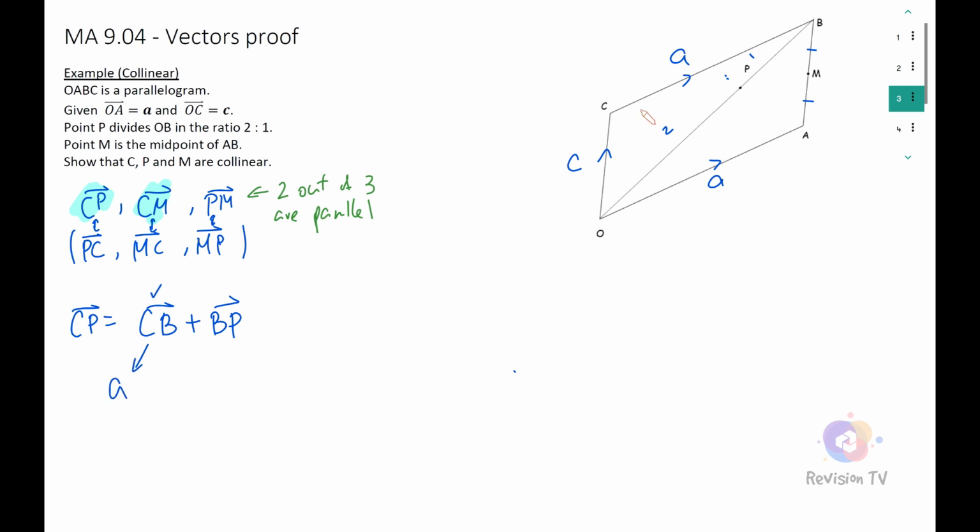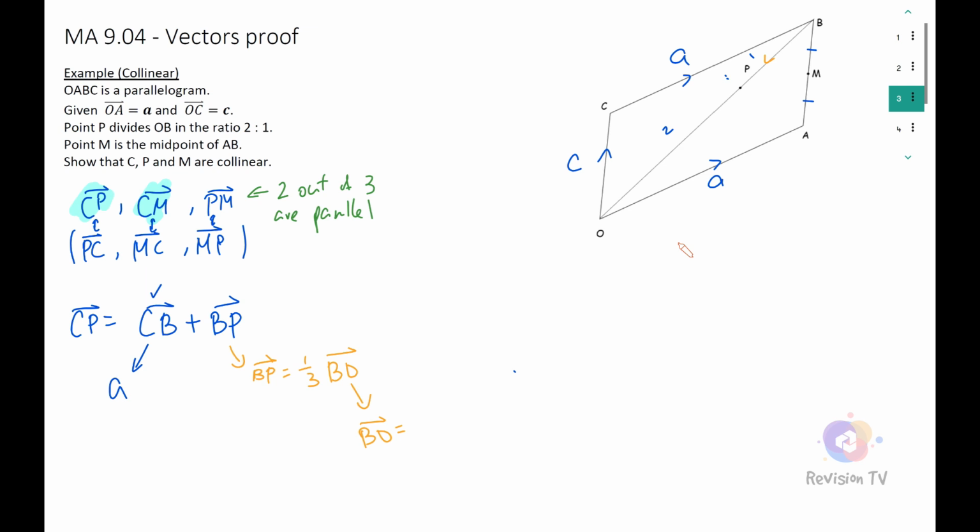Next, what about BP then? BP is the one where you have to do an extra step. What we know about BP is that it's 2 to 1, so BP is the same as a third, remember it's out of 3, of BO. I do mention again, BP and BO are in the same direction. You can't use OB. They're facing the same way. But what's BO? We don't know what BO is, so we have to work it out layer by layer, like an onion. The more layers it has, the more tears you're going to have in your eyes.